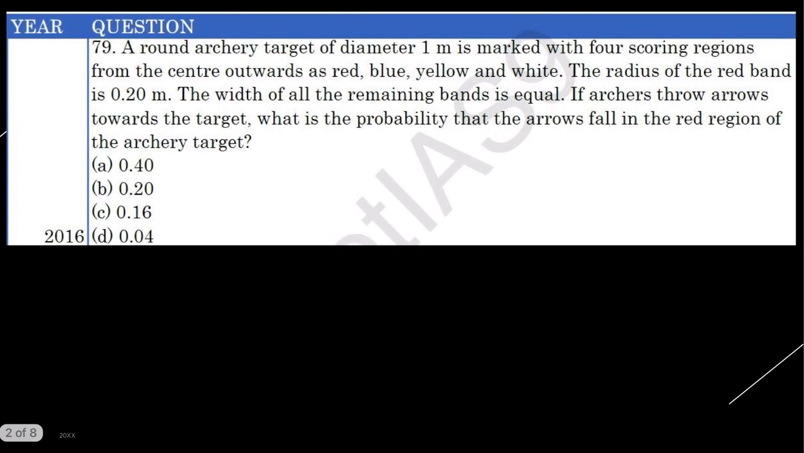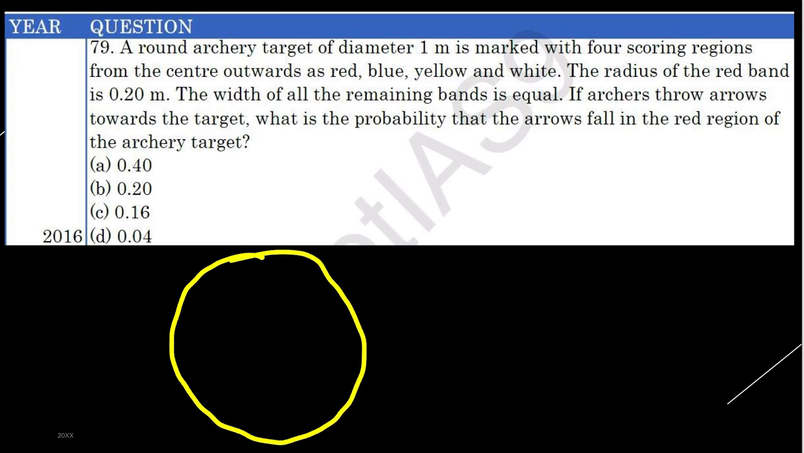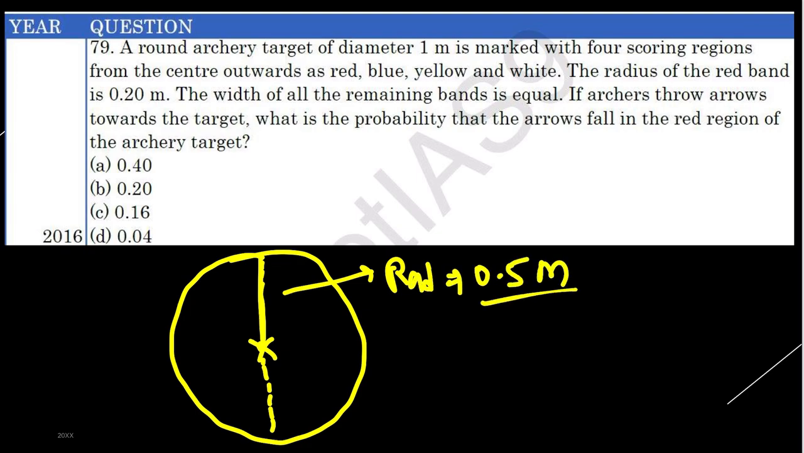So starting with the first question, this says a round archery target of 1 meter is marked with 4 scoring regions. So there is a target of 1 meter diameter, meaning this complete line from that end to this end is the diameter. So only this half of it is the radius. So this radius is 0.5 meter. I hope this is clear. Now with 4 scoring regions, these are the 4 scoring regions in it: red, blue, yellow and white.